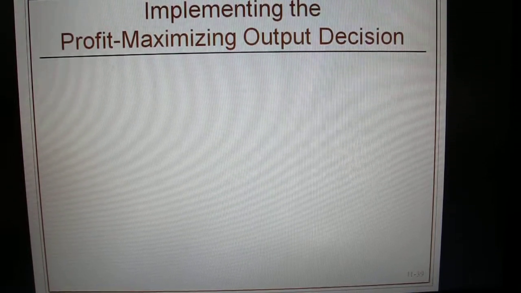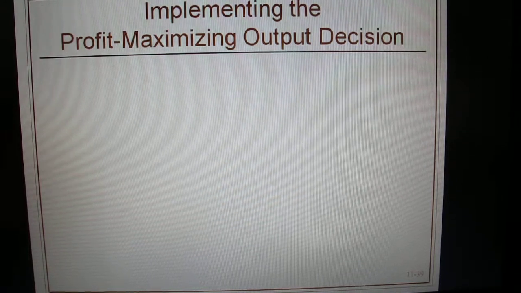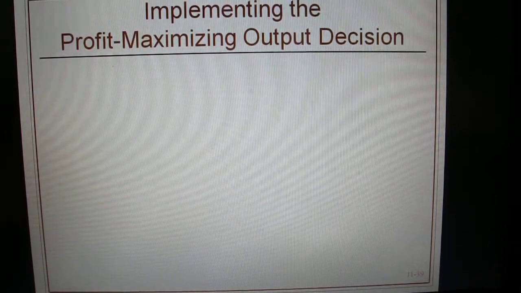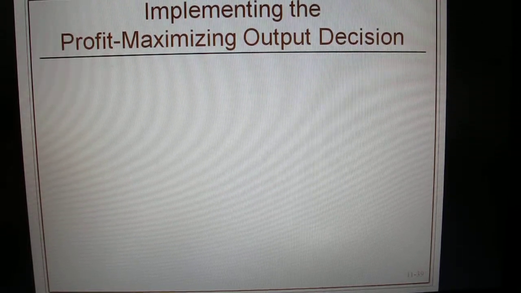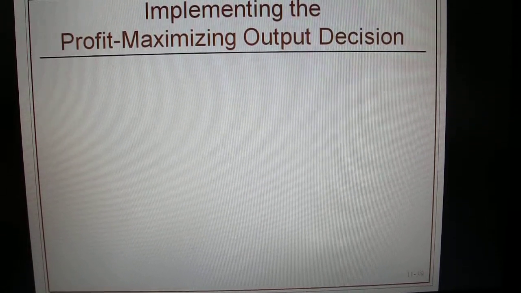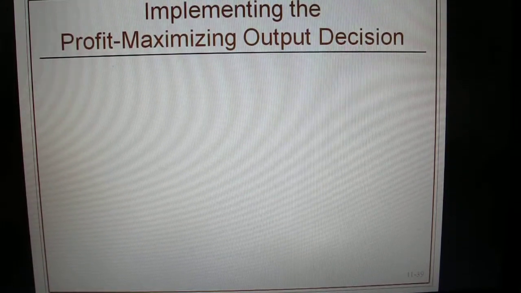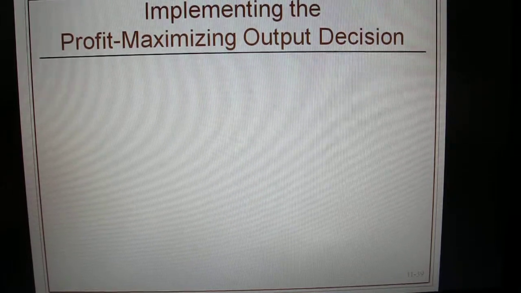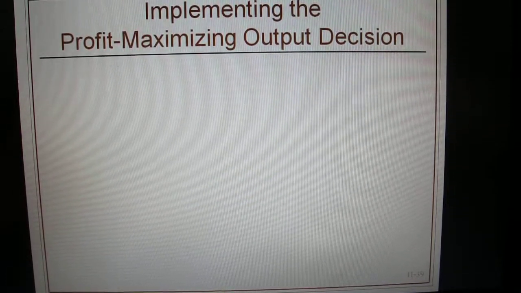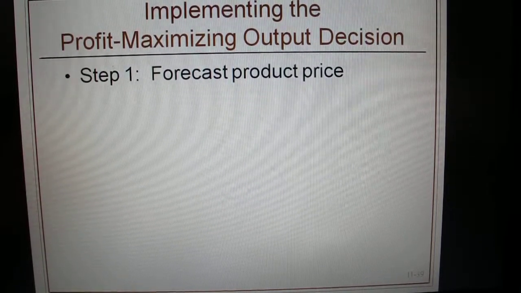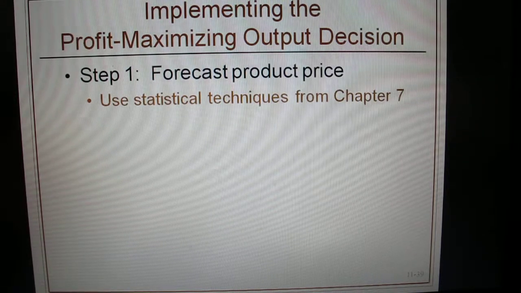Okay, so we've talked a lot about theory in the class. I just want to get to the gist of the material here at the end for perfectly competitive firms. There's a lot of theory even mentioned within the perfectly competitive firm, but it does all come down to basically these final three or four slides. So, if we want to implement the profit maximizing output decision, the first thing we're going to want to do is forecast our product price, and you can use statistical techniques from Chapter 7 to do that.